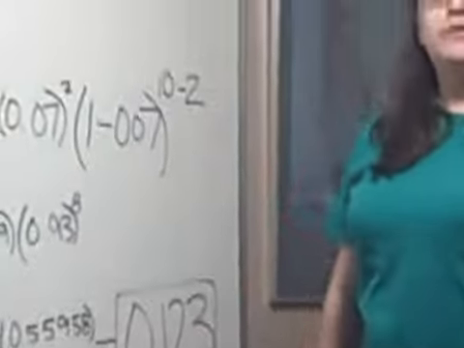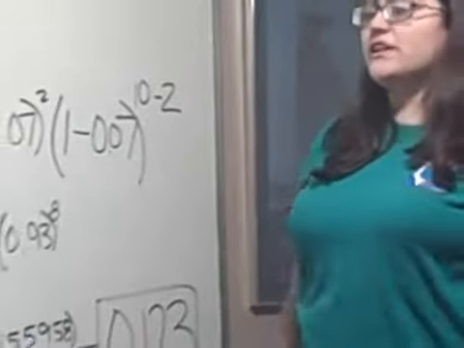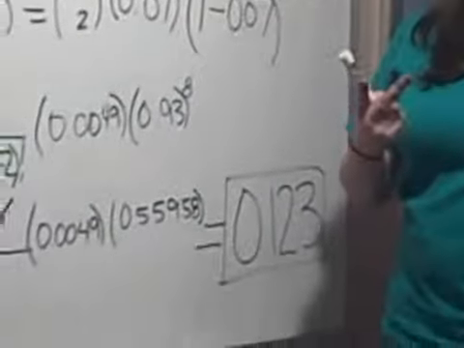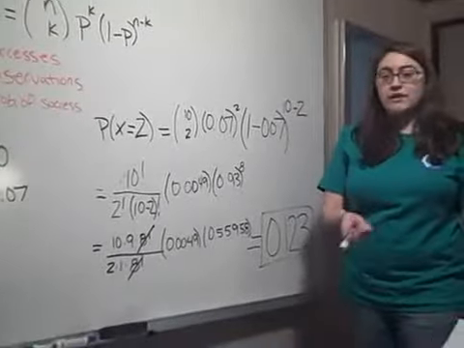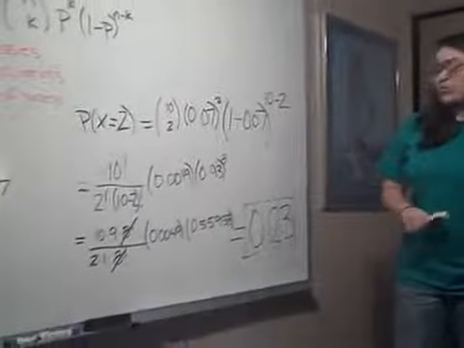And that is our answer. So our probability of getting 2 bags out of 10 where there is an extra M&M in it is 12.3%.